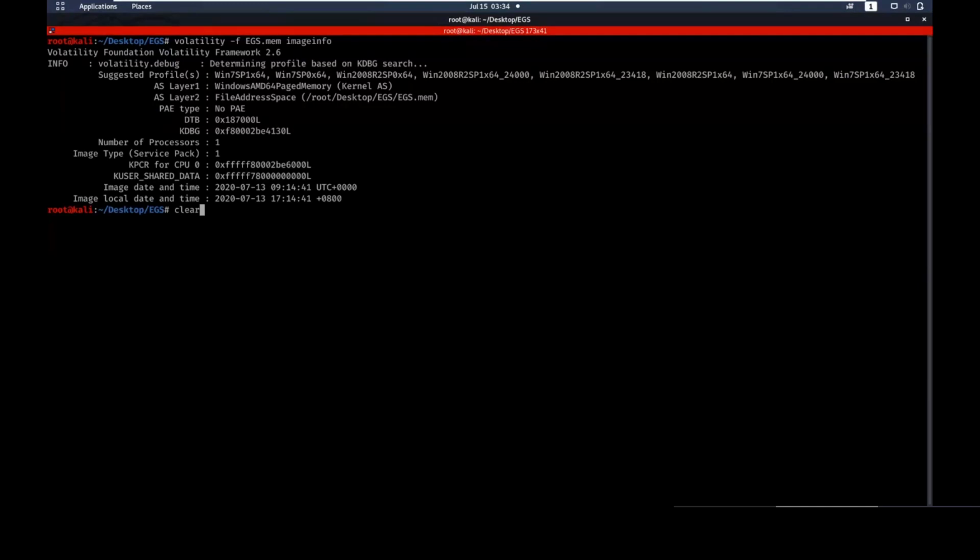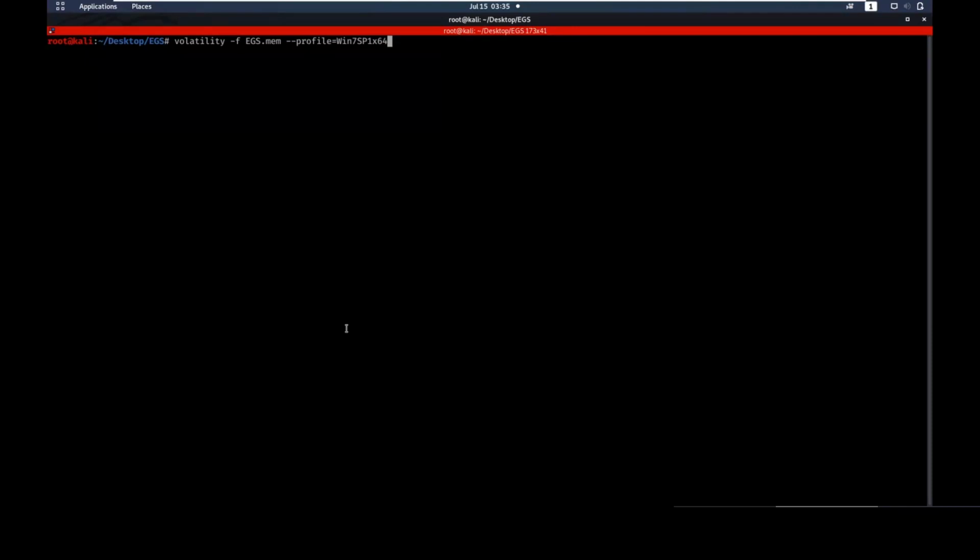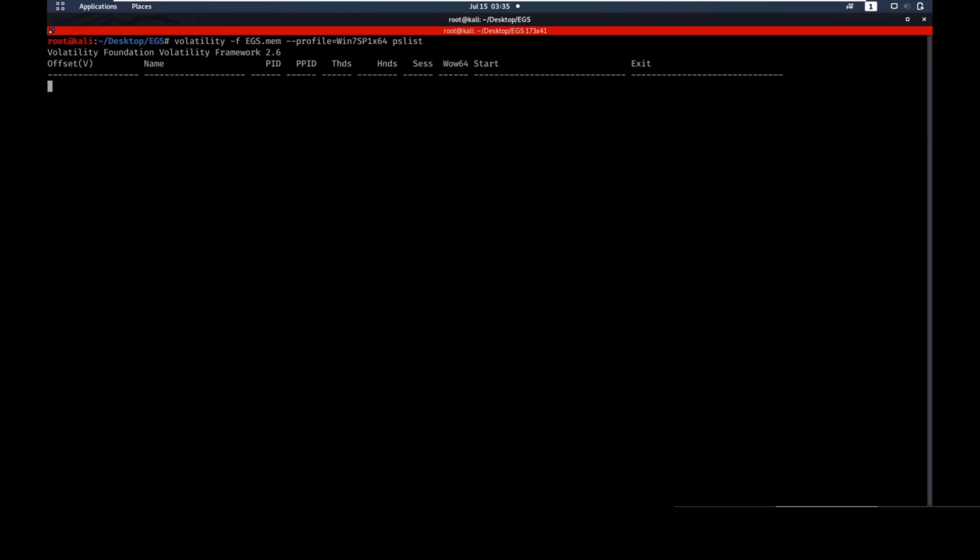Let's start with the processes. Volatility, investigate my image. No, I have to give the profile. Considering the profile, which we found earlier, and pslist means find the process list. If you wonder how you know that pslist is for this, you can always refer to the volatility command reference in the GitHub. It may take a few seconds.